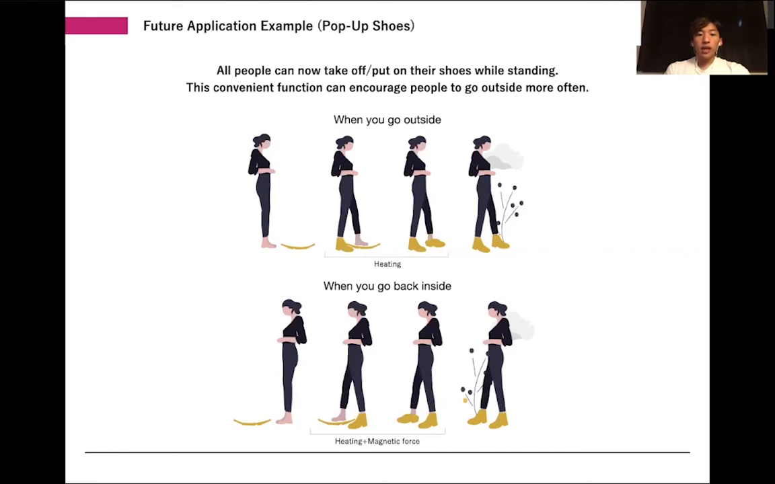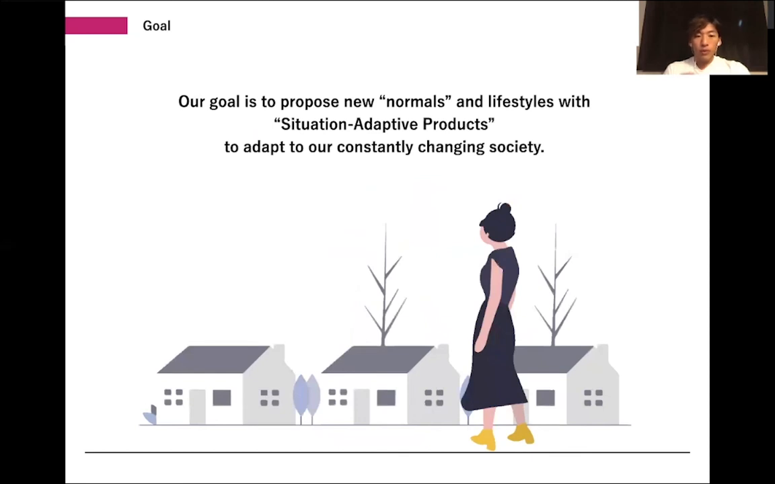We are trying to create a shoe that stands up when you go out through the front door and flattens out when you come back to your home. This lowers the hurdle of going out for the elderly who have difficulty bending over in an aging Japanese society. This is just one example of upgrading the pop-up shoes. We plan to continue our research and development on bidirectional 4D printing and achieve our goal to propose new normals and lifestyles with situation-adaptive products to adapt to our constantly changing society.